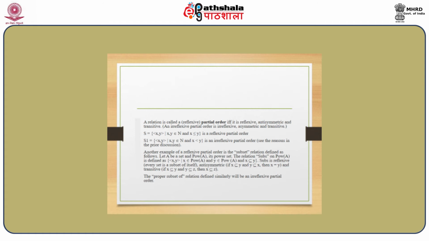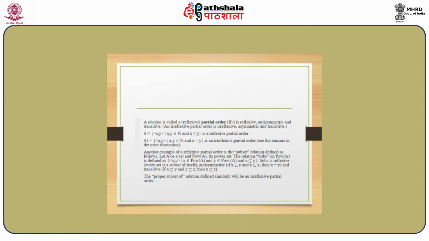The relation S, defined before, the set of all xy such that x and y are natural numbers and x is less than or equal to y, is a reflexive partial order, whereas S', defined as the set of ordered pairs xy such that x and y are natural numbers and x is strictly less than y, is an irreflexive partial order. Okay. See the reason you want to think about them. Just reflect a little bit on what we said before.